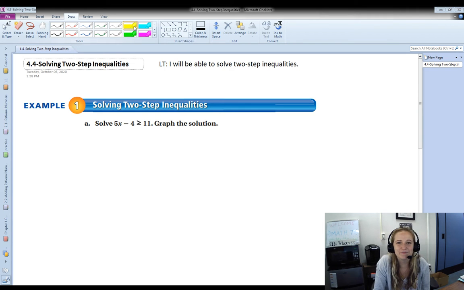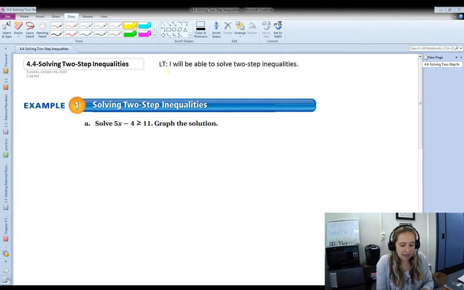All right. Hi, everybody. So today our lesson is going to be on 4.4, which is solving two-step inequalities. So right now, I just want to make sure you all have your math composition notebook out in front of you, and you have a writing utensil, and that you are ready to write down everything that is on the screen and take notes on everything.